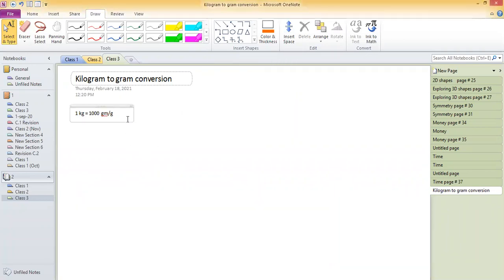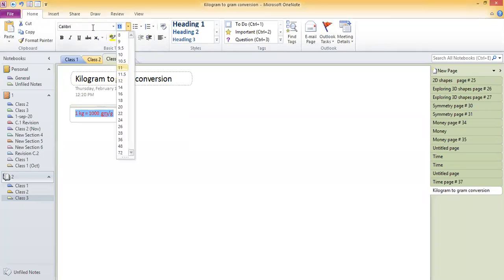So one kilogram is equal to 1000 grams. This is the fact that you should know. If you want to check the weight of one apple, it will not be in kilogram, it will be in gram. But if you want to check the weight of too many apples, you can use kilogram. This is the conversion, guys: 1 kilogram is equal to 1000 grams.